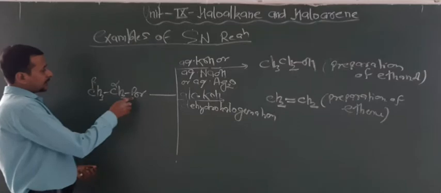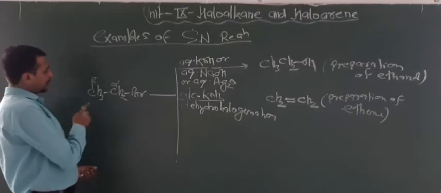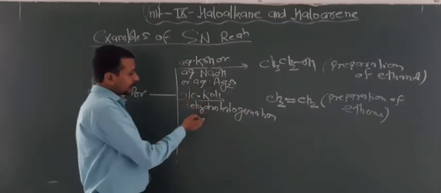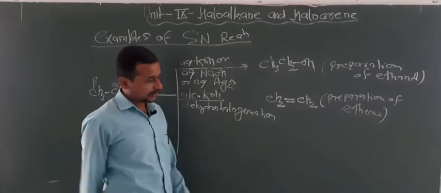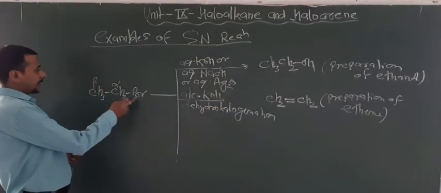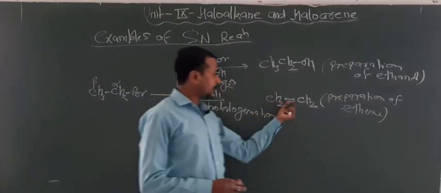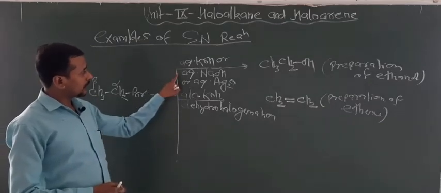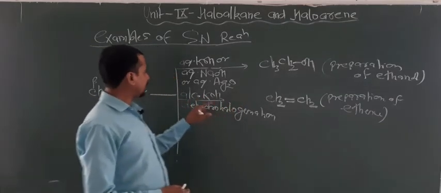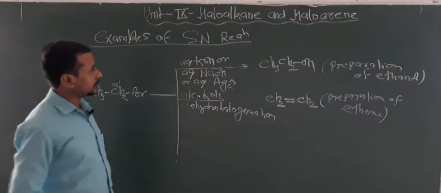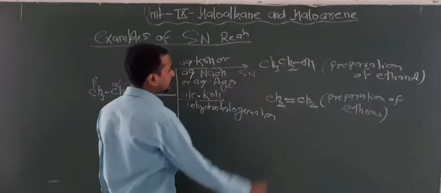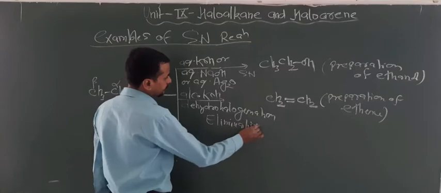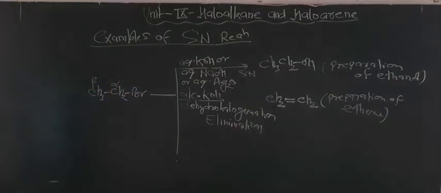So here what happened basically? Br from the alpha carbon and H from the beta carbon are removed. So that's why this is known as dehydrohalogenation: de means removal, hydro means hydrogen, halogenation means halogen. The removal of two atoms takes place, one Br and one H. So that's why formation of a pi bond takes place. This is the most important reaction from the examination point of view. Alcoholic KOH gives elimination reaction, but aqueous KOH gives substitution reaction. So basically this is a type of substitution reaction, but this is a type of elimination reaction.